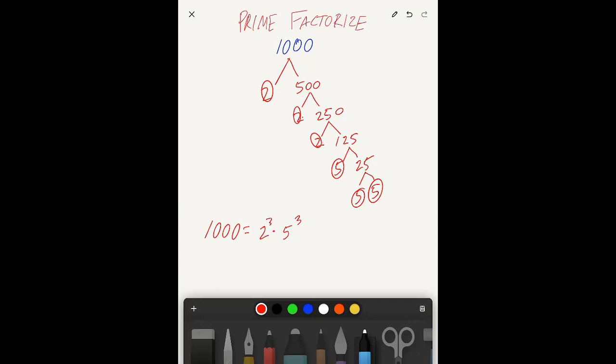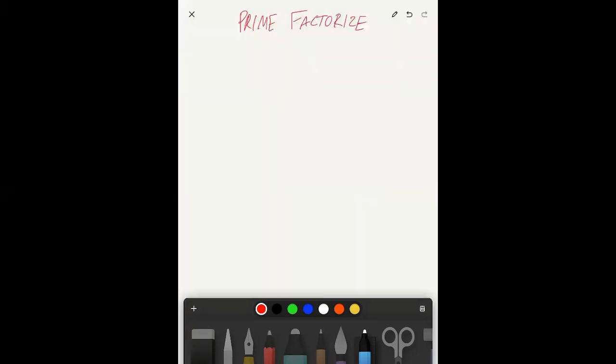Now let me try another number. What's a good number to try here? Let's say 441. Now, is that divisible by 2? No, because the last digit is not even. Is it divisible by 3? Well, let's see. 4 plus 4 is 8. 8 plus 1 is 9. So this is divisible by 3.